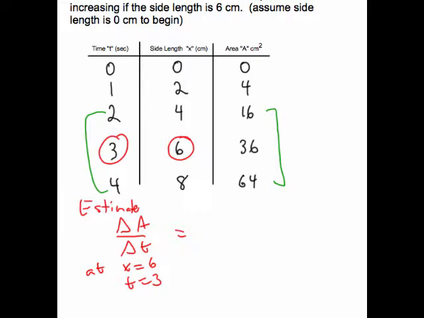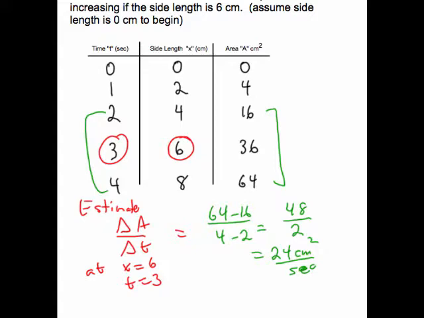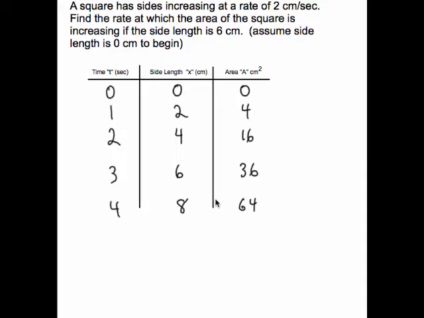So the change in area would be 64 minus 16 over change in time 4 minus 2. So that's 48 over 2, which is 24 centimeters squared per second, is the rate at which the area is changing. My rate is positive, which means the area is increasing, which we can obviously see that it is. So now I'm sure you're wondering, could we calculate that rate of change analytically?